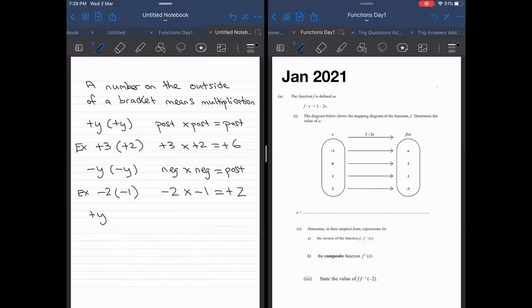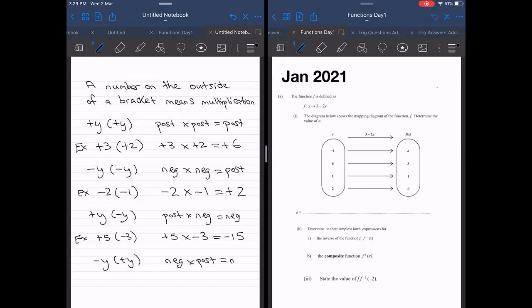All right. And if you have positive times a negative, it's a negative. So that's basically positive 5 times negative 3, which would be minus 15. And the last one, if we have a negative on the outside, positive on the inside, a negative multiplied by a positive is a negative.